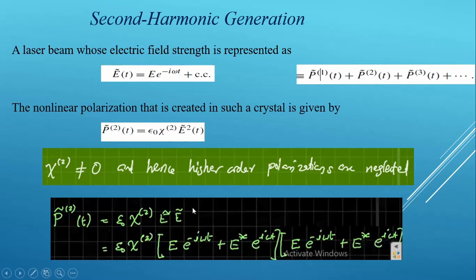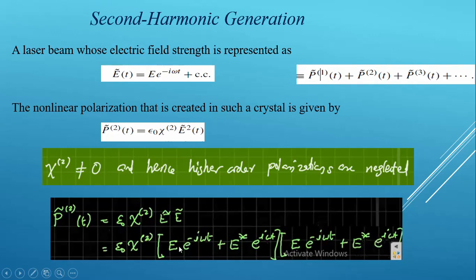That means E square can be split into E into E. What is E? E raised to minus I omega t plus E star, E raised to I omega t. This one is the complex part. So we have epsilon 0 chi 2 into (E raised to minus I omega t plus E star raised to I omega t) into (E raised to minus I omega t plus E star raised to I omega t). Now we have to multiply each term. First term: E raised to minus I omega t into E raised to minus I omega t, plus E raised to minus I omega t into E star raised to I omega t.